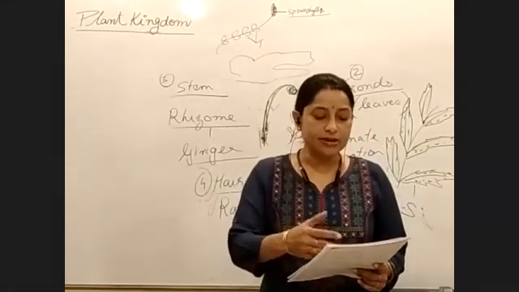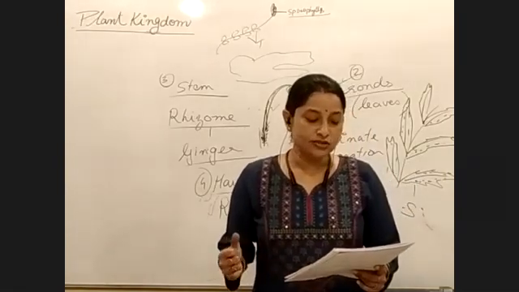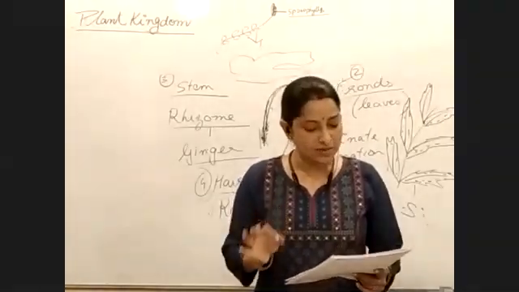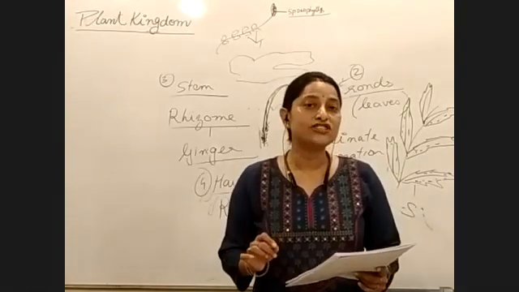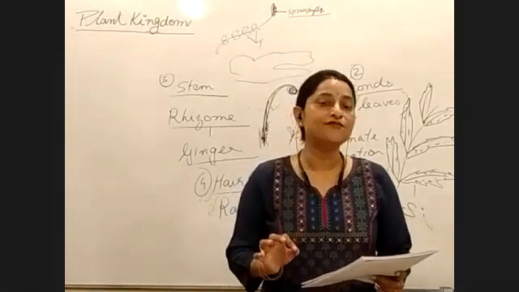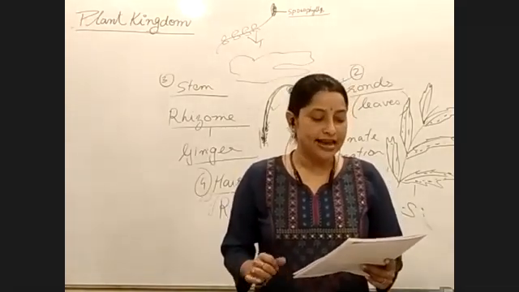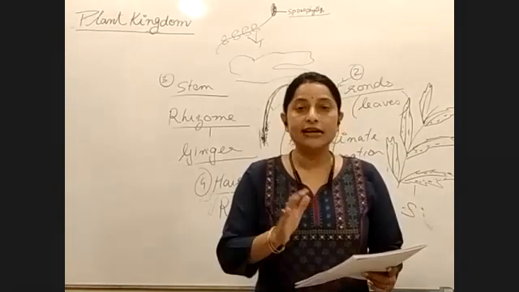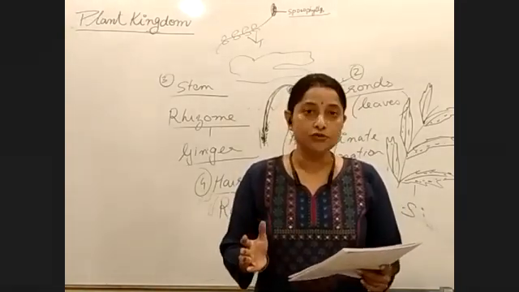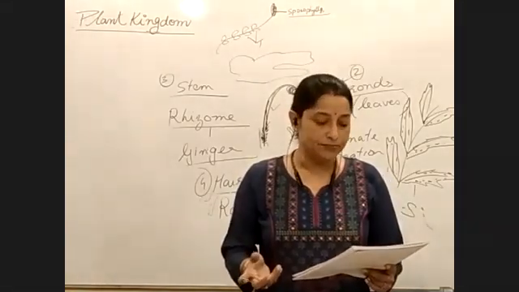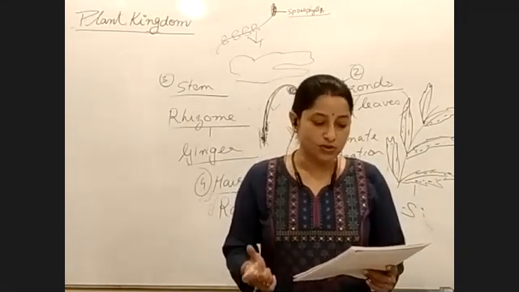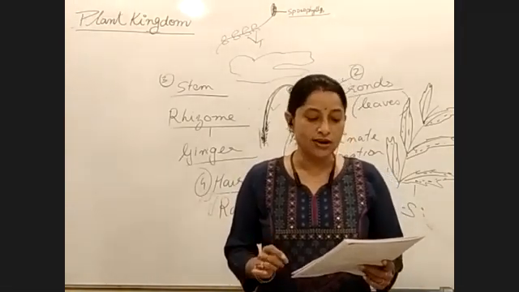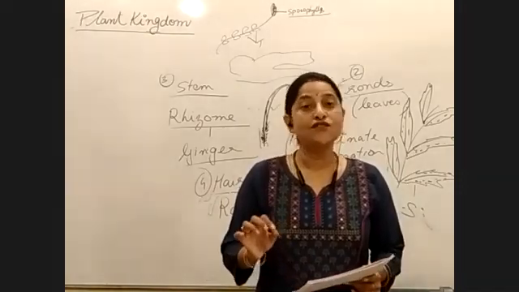Next, some examples of ferns are given. You have to read all the examples given. Maximum questions have been asked about the walking fern or Adiantum, Pteridium, Dryopteris. These have a common name, and you need to remember the common name. Adiantum is also called the walking fern, or the maiden hair fern.